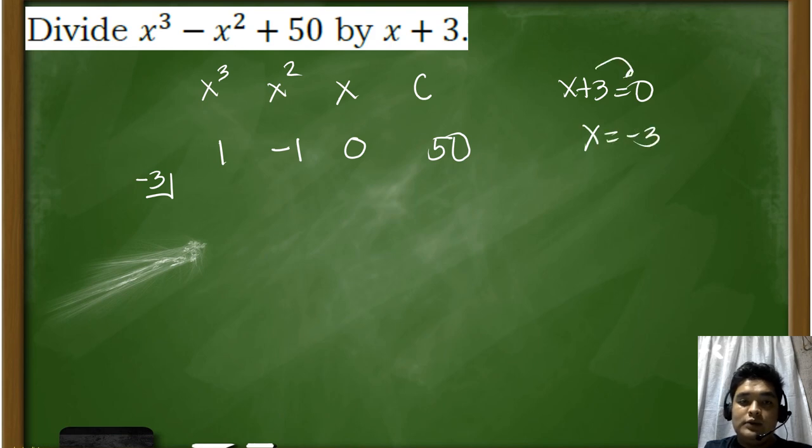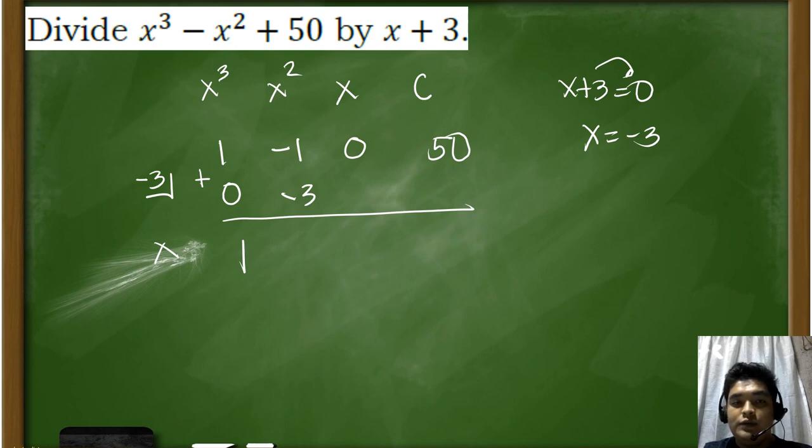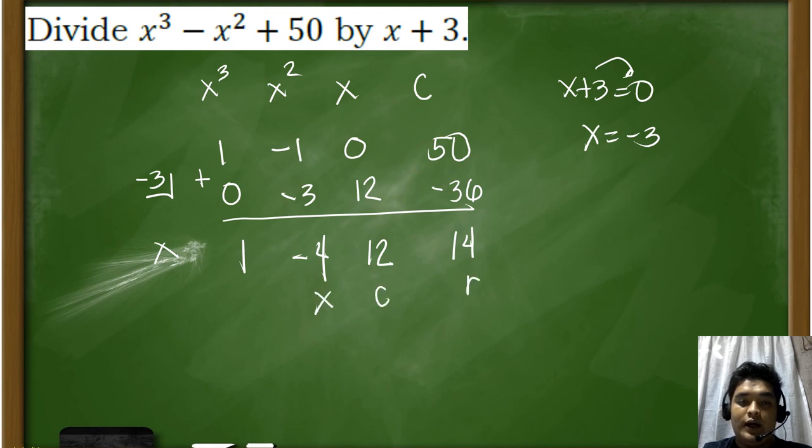Okay, bring down the 1. Then multiply: negative 3 times 1 is negative 3. Negative 1 plus negative 3 is negative 4. Negative 3 times negative 4 is positive 12. Then 12 times negative 3 is negative 36. So 50 minus 36, that is 14. Right? Okay, so this is our remainder, then our constant, our x, and our x squared.